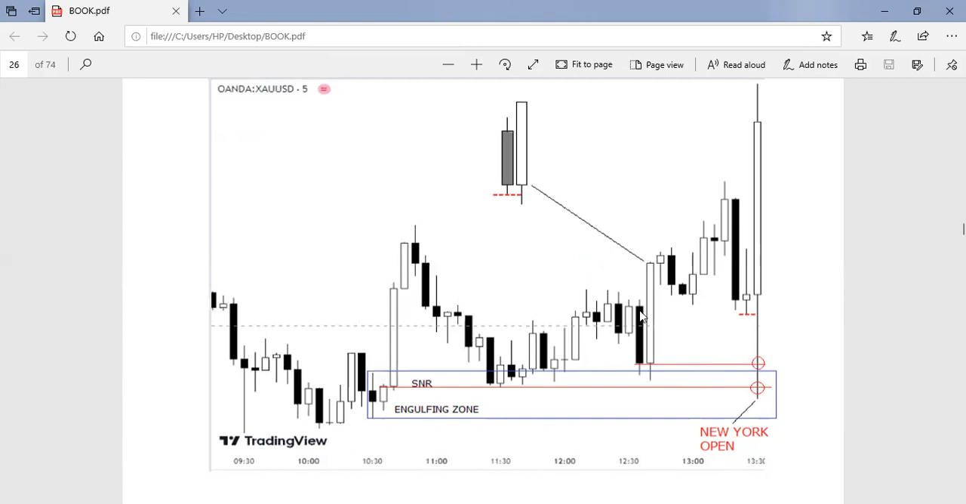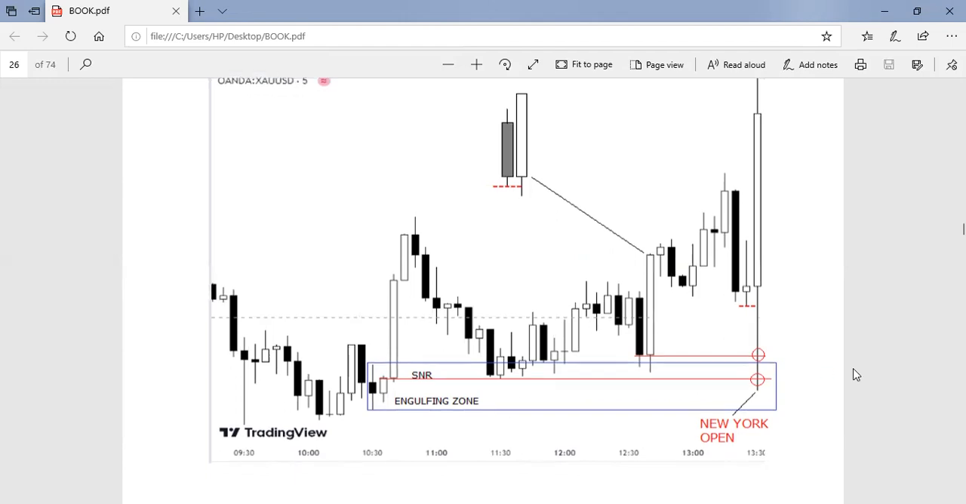It has been taken out. This is a bearish engulfing pattern. It was broken through, so it becomes a new level of a pattern. This now becomes a flip engulfing. That's why price comes here, taps into it, and starts moving higher again. So that is engulfing for you.